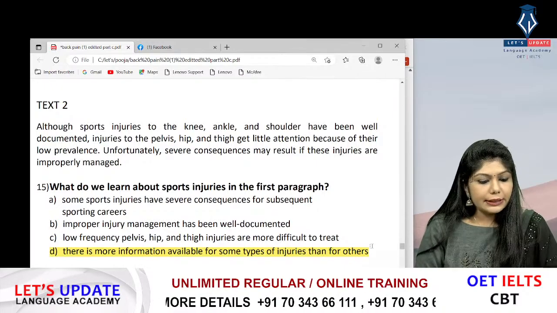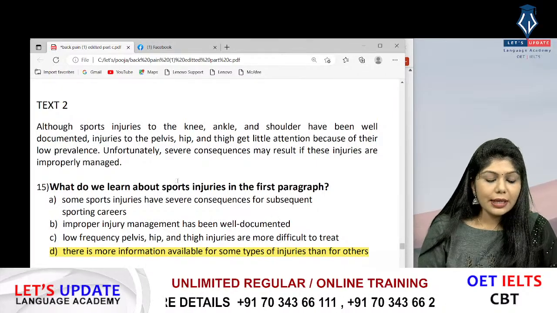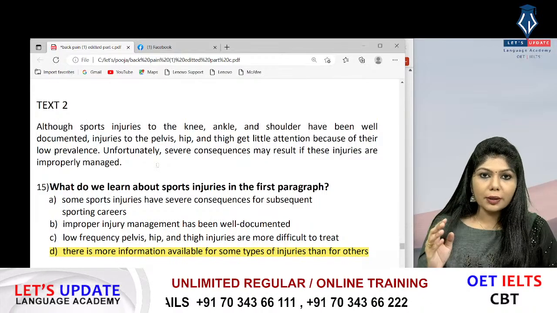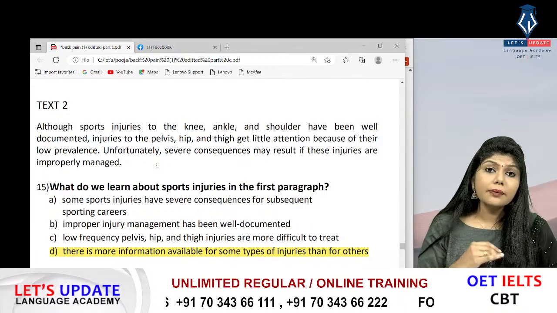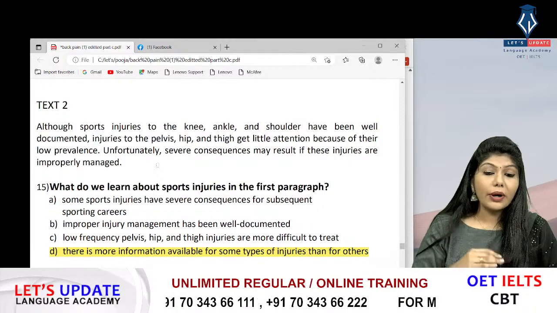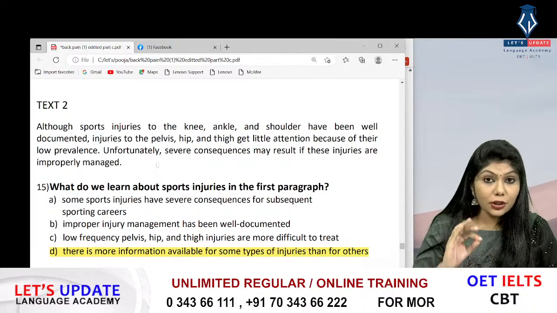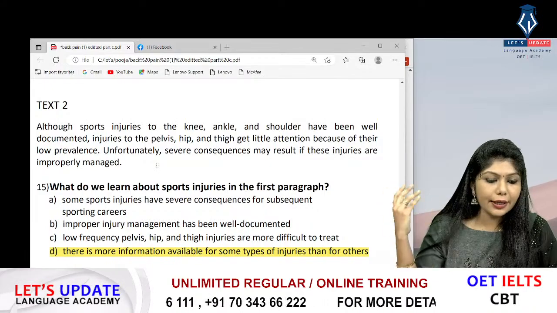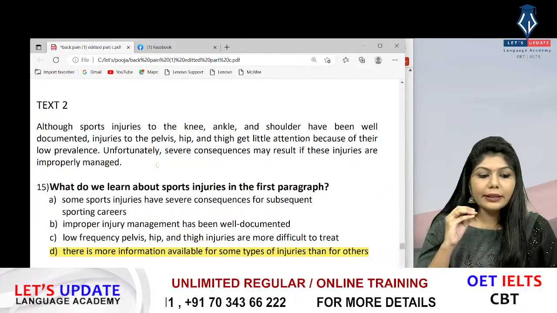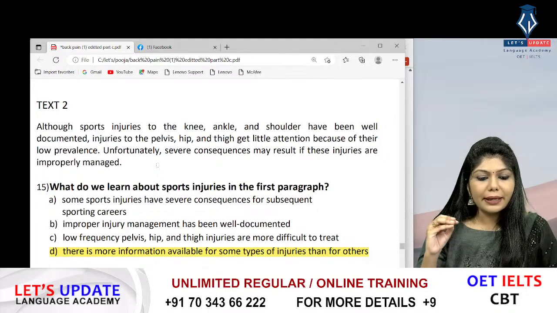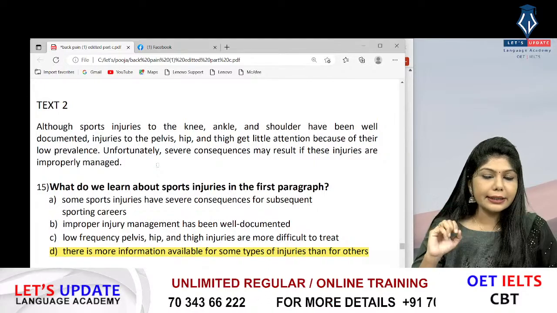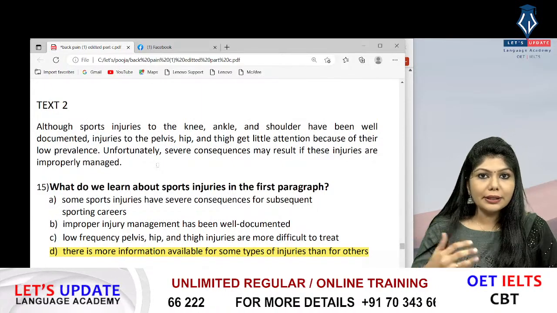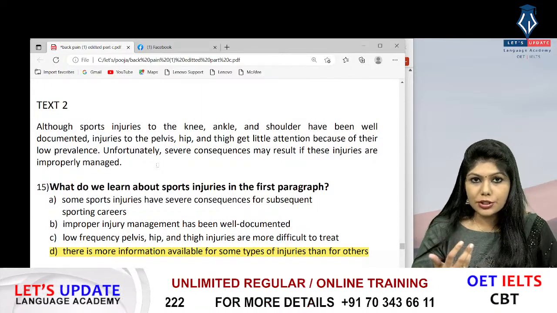What is mentioned here is sports injuries to the knee, ankle, and shoulder have been well documented. Well documented in the sense that quite a lot of information has been documented about those three injuries, like knee, ankle, and shoulder. But the injuries to the pelvis, hip, and thigh get little attention. That means that has not been well documented, or probably much information is not available.